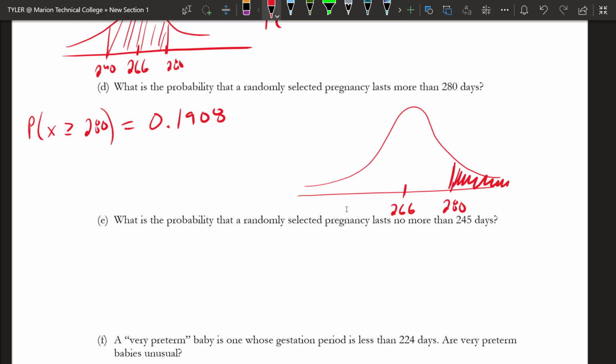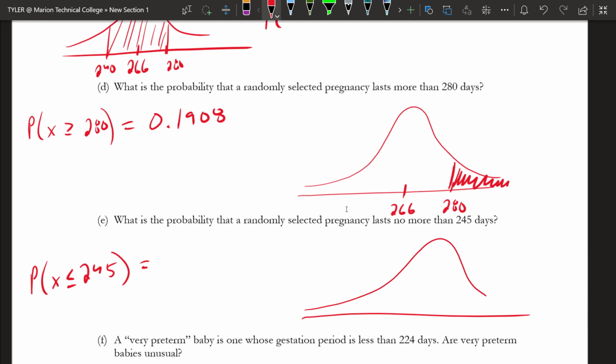Right? Part E says, what's the probability that a randomly selected pregnancy lasts no more than 245 days? Right? So that would be finding the probability that x is less than or equal to 245. Or in other words, if you want to draw the normal distribution, we would be trying to find this area, right? So again, using Statcrunch for this, you should get 0.0947, right, for the area.